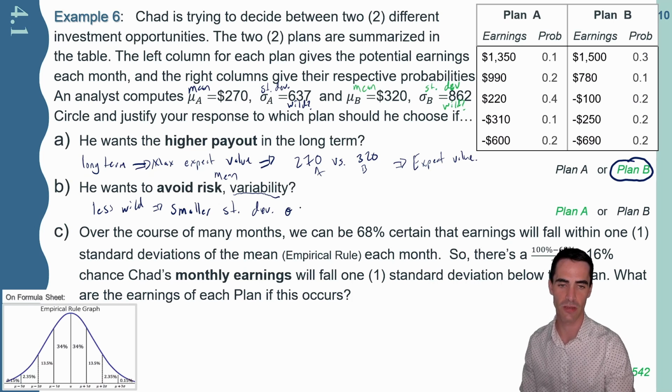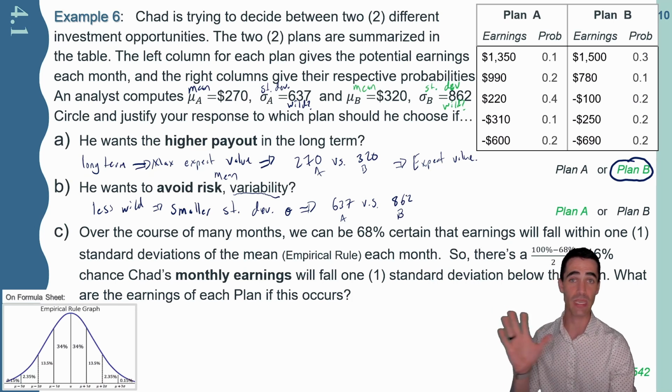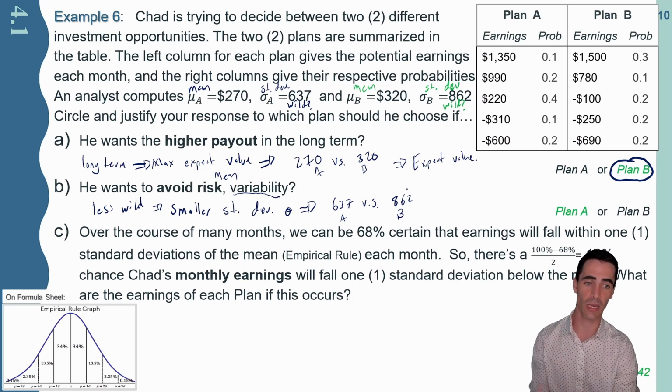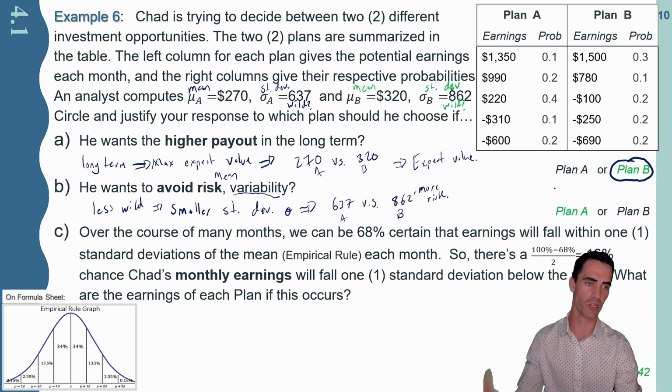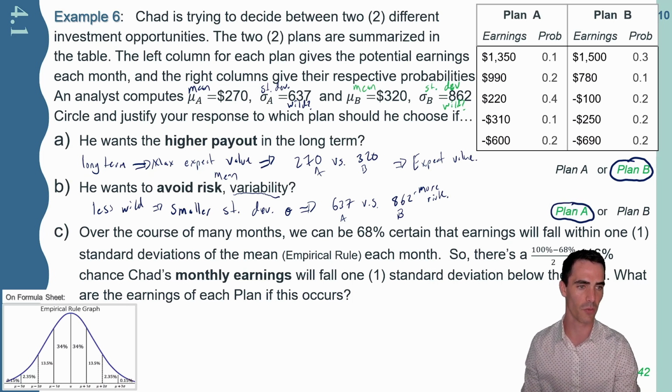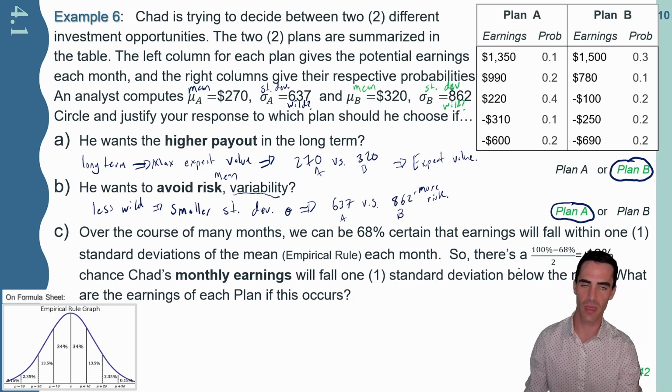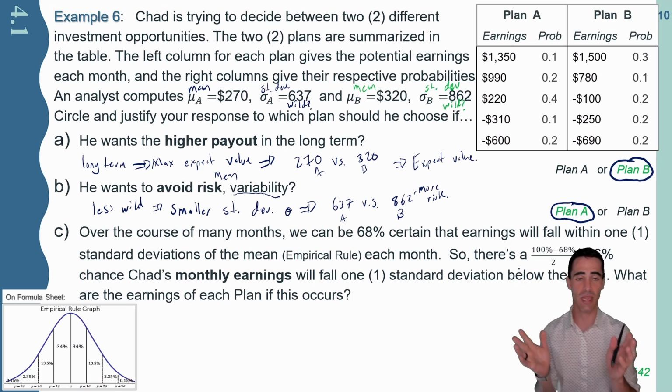So I have my two values that I can compare. For the first, I had 637. That was the spread, how wild my data was for plan A, versus my second was 862 for plan B. So although plan B might, over the long term, earn more money, there's certainly more risk associated with it, right? More fluctuation. And so if I want to avoid risk, let me pick the one with less variability. Plan A is the one to go with. And this is oftentimes how big plans are picked, that we look between two.